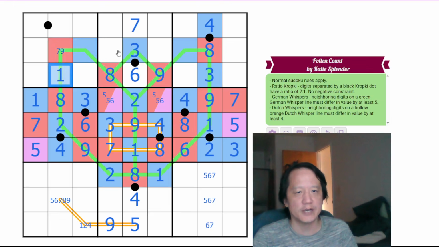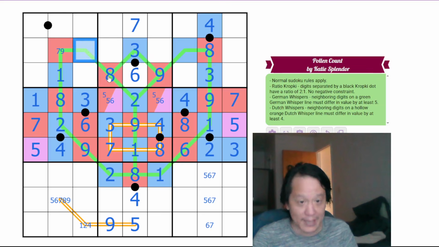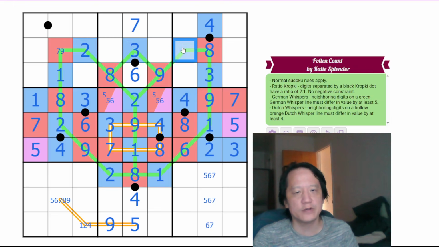And this digit cannot be 1, cannot be 3, and it has to be able to be next to an 8. So this must be a 2 here. This is 2 and 3 here. That means this can't be 2, 3, or 4 here, so this must be 1. And these two digits are in a 1 to 2 ratio.